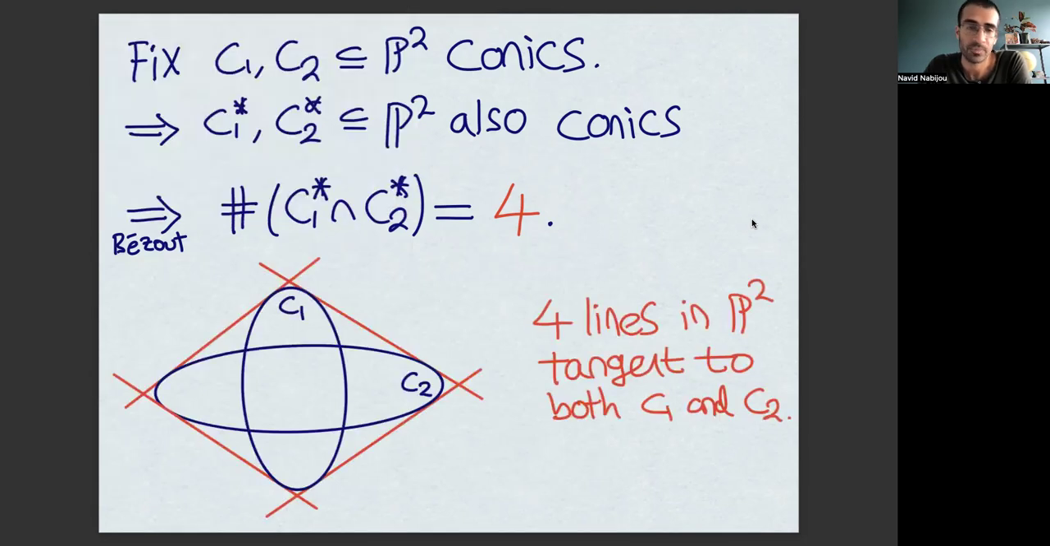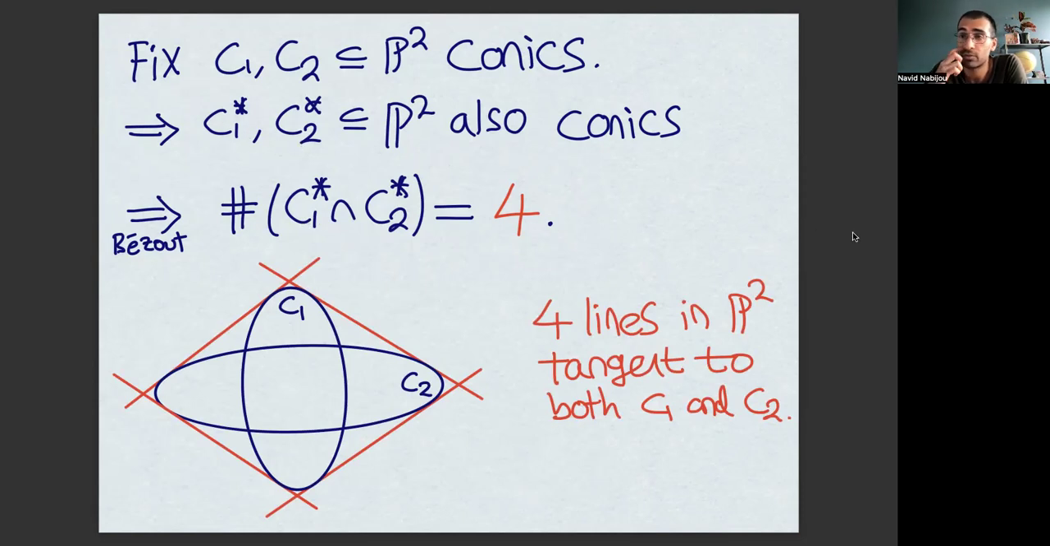And here they are, right? So I've got C1 and C2, and I've got these 4 lines, 1, 2, 3, 4, which are tangent to both. So you see, this is very similar to the circles question that we had at the beginning, right? But here we've solved it in a completely different way. We've used the fact that P2 was some sort of moduli space parameterizing lines, and then we've looked at how many lines were tangent to both, okay?